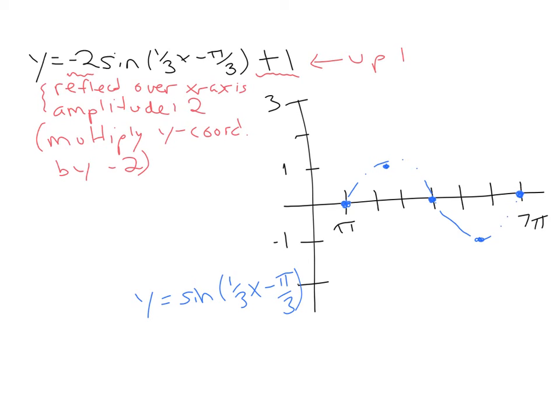One last thing before I start moving some points here. Always do the vertical shifts, so up so many units or down so many units, last. So as far as the order here, we should multiply the y-coordinates by -2 first, and then shift them all up 1 unit.